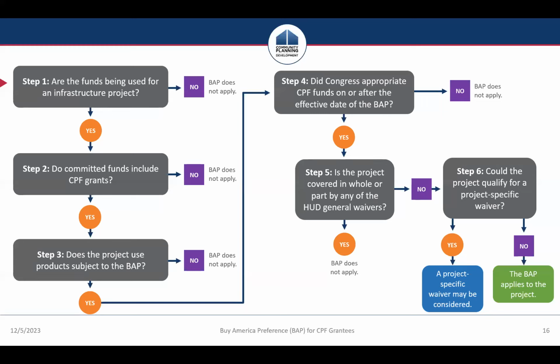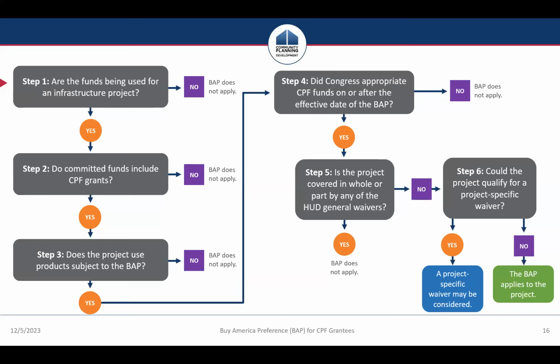Step five, is the project covered in whole or in part by any of the HUD general waivers? If yes, the BAP doesn't apply. If no, could the project qualify for a project-specific waiver? If yes, you can consider that waiver for all or a portion of the project. And if no, then the BAP likely applies to the project. You'll need to make sure that you're documenting compliance.